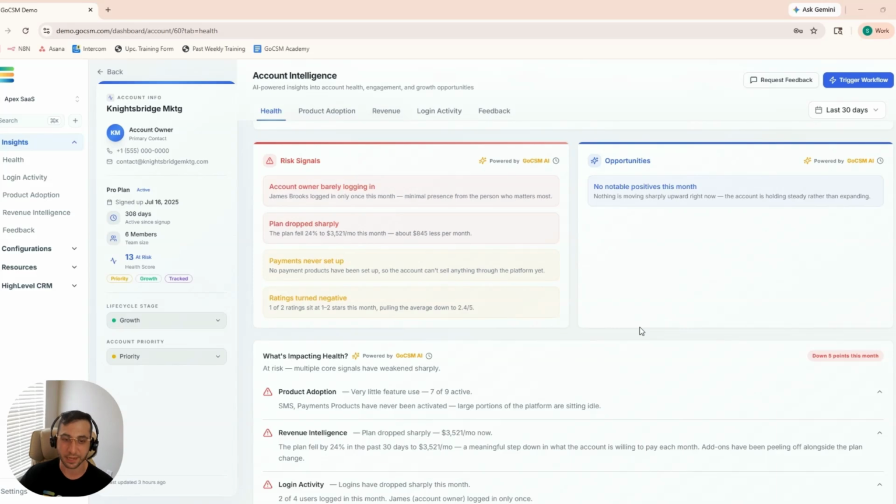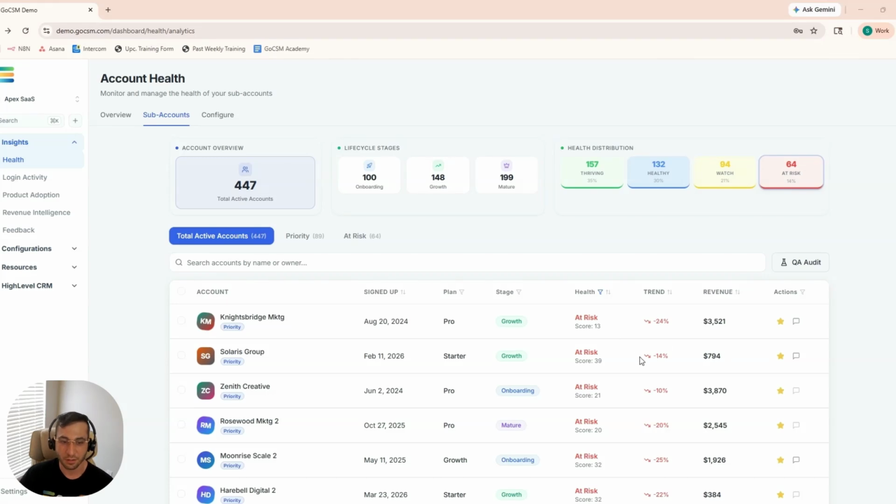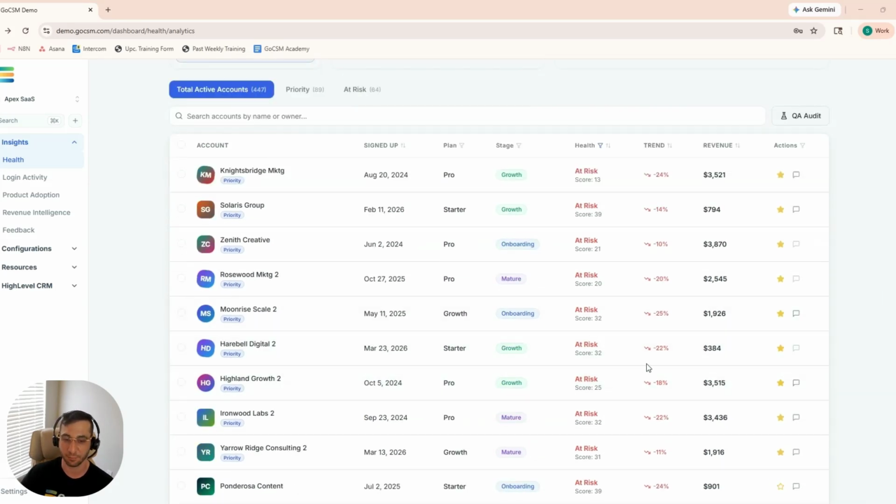The third thing is using this data from GoCSM to manage your team. So before your weekly one-on-ones with the CSMs, or your group calls with the CSMs, filter the sub-accounts tab to at risk, just like we have it here. And when you sit down with the CSMs, you can ask specific questions based on the data that's available here. So, for example, what's your plan for this account, this specific one this week?